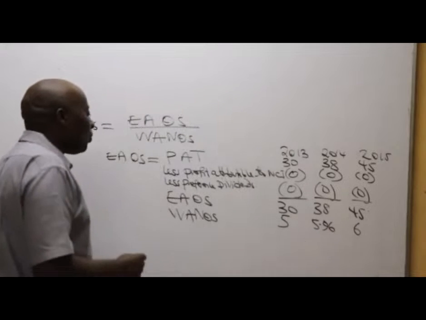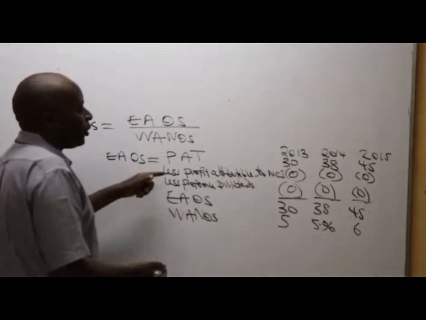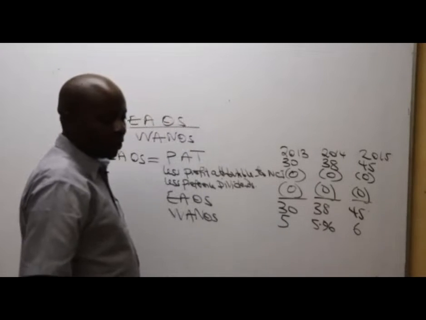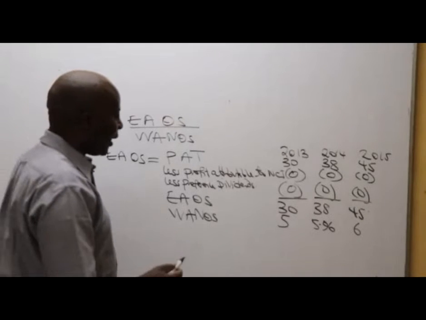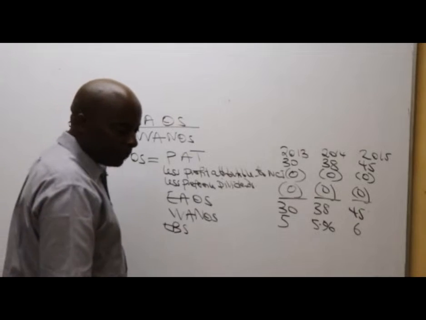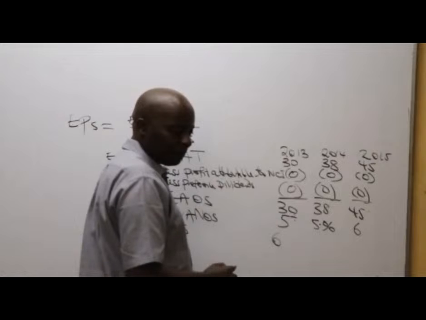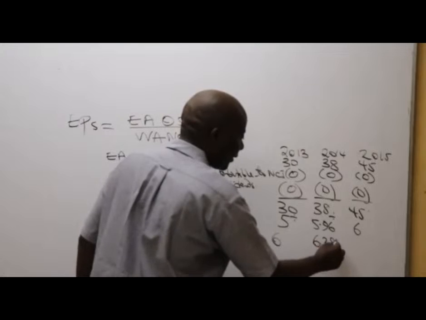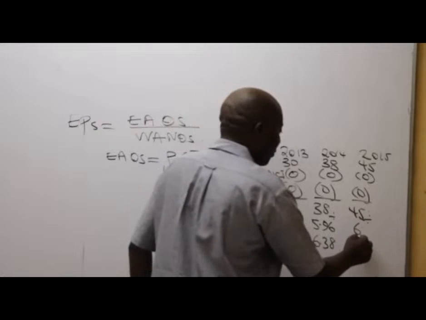Ladies and gentlemen, could you apply this formula to give us the EPS for these years? You simply take this divided by this, and this divided by that. Give me answers. So the basic EPS for 2013 is 6. The second one, when you divide, is 6.38. The last one is 7.5.